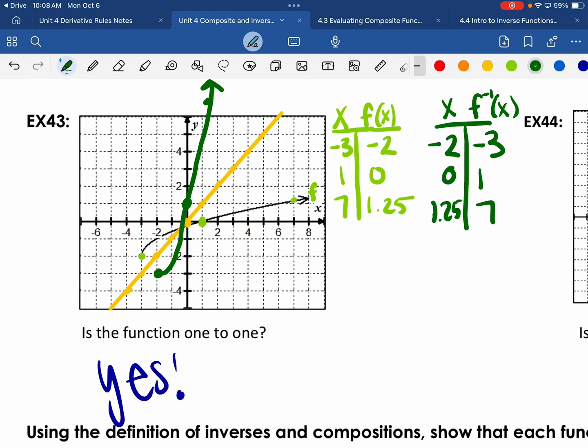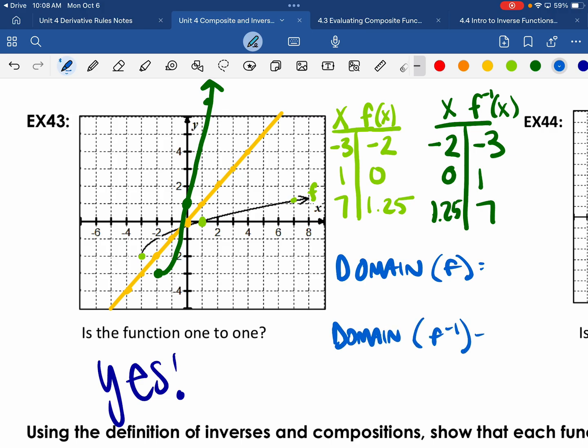All right, now on your homework, you have some domain and range questions. So, the domain of F. The original graph, how far does it go to the left? To -3. And it goes to the right to infinity. Now, how far does the inverse go to the left? -2, and how far to the right? Infinity.